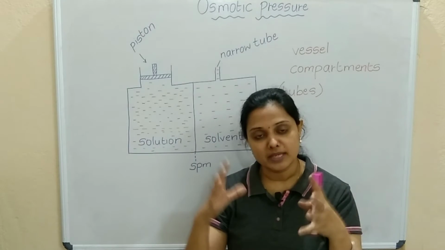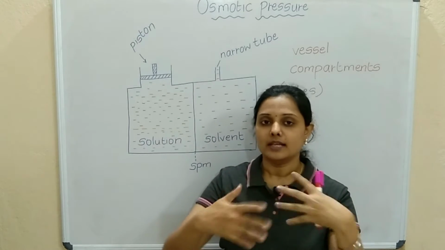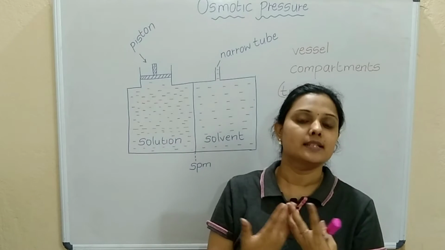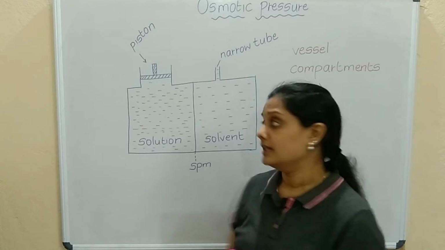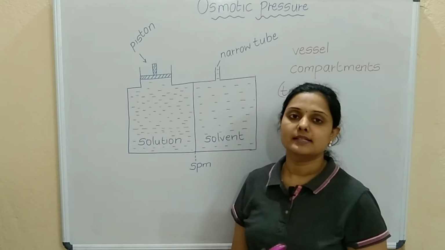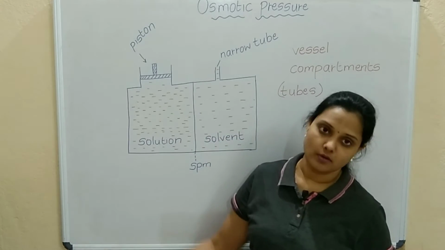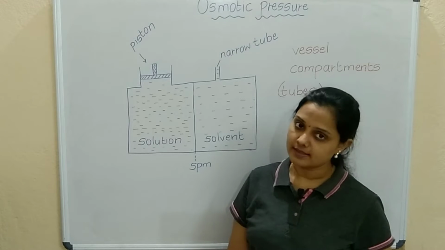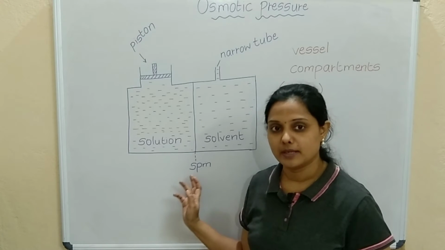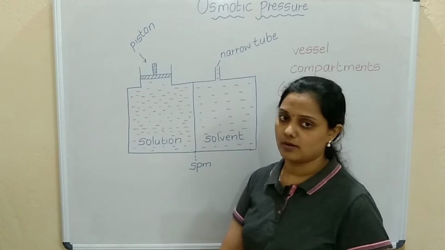If two gases are mixed in one chamber, what will happen? The particles of the gas will diffuse into each other and mix up very easily. But what is osmosis? Movement of the particles from a lower concentration to higher concentration, that is called osmosis. And for osmosis we need SPM, that is semi-permeable membrane.